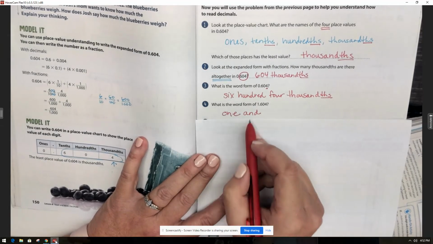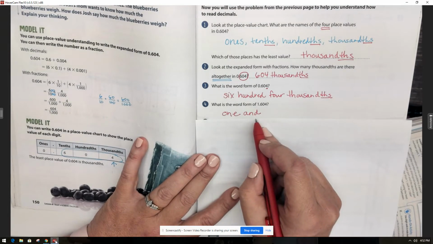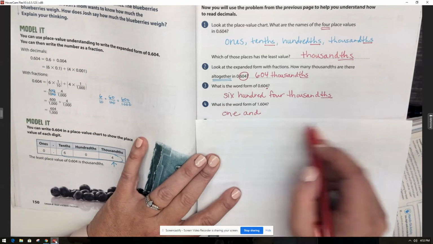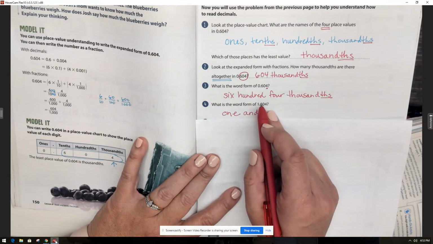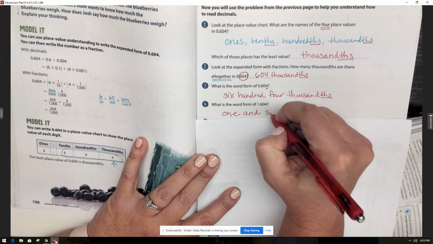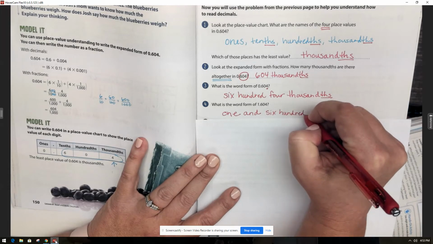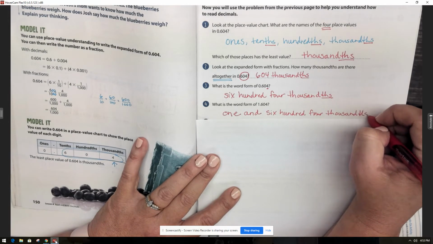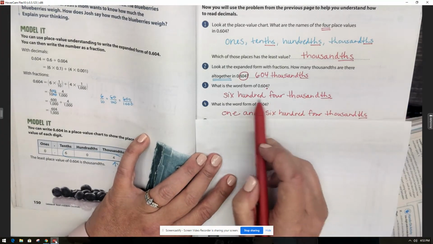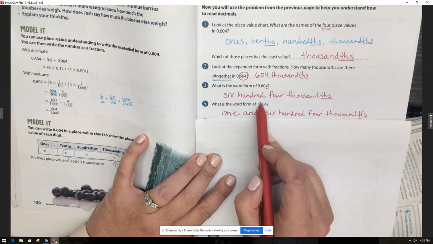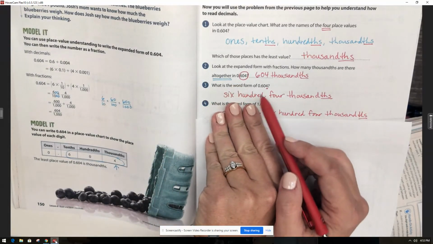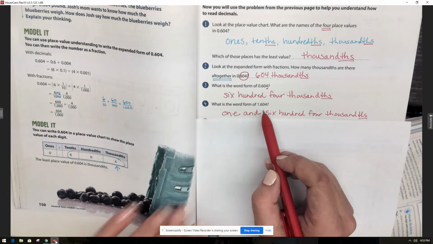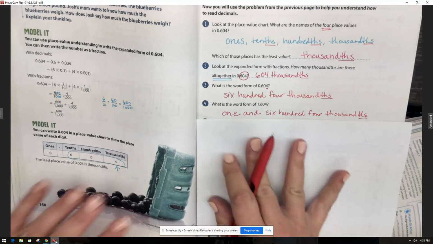Anytime you write the word and in word form, that tells me that there's a decimal point there. So you have some wholes and some part. So we have 1 and 604 thousandths. And don't forget to underline that thousandths. So this part of the decimal stayed the same, this 604 thousandths. We just added this 1, because we added 1 whole to 604 thousandths.